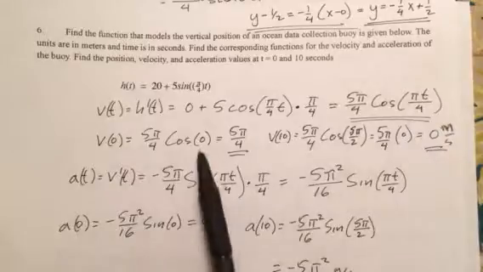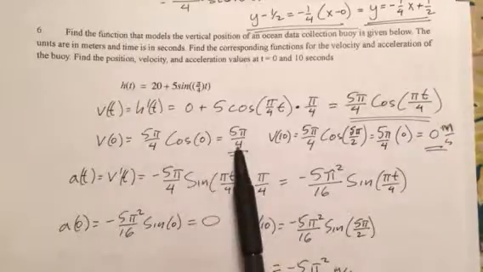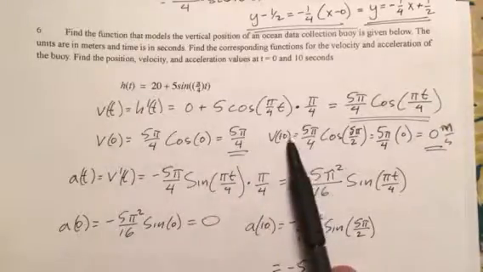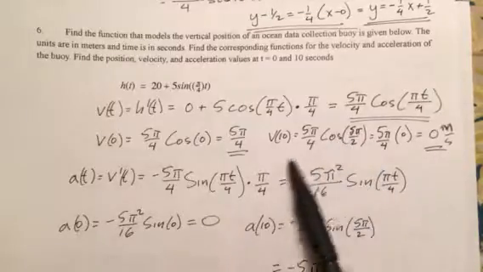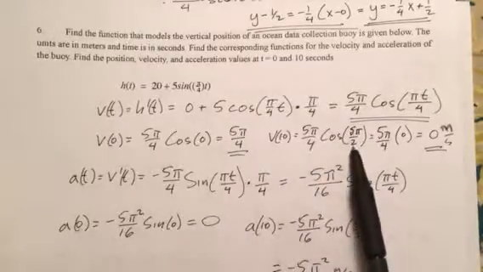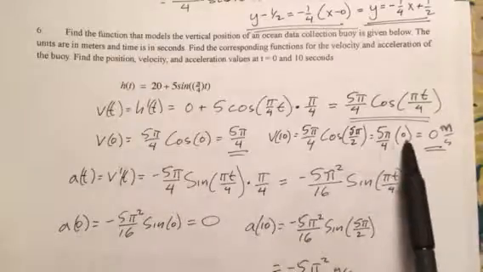Clean it up a little bit. I stick in 0. I get the cosine to be 1. I stick in 10. I get the cosine of 5 pi over 2. Well, that's 0, so that drops out.